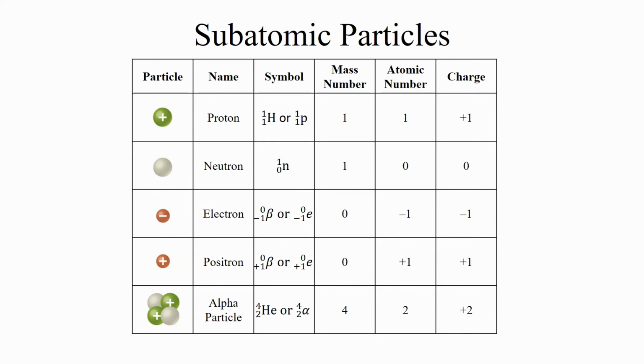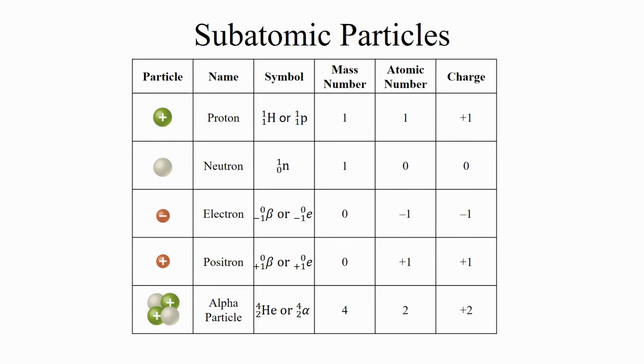Now, again, in order to understand what is going on in nuclear chemistry, we have to understand the subatomic particles that are involved in these reactions. So we have our protons, neutrons, and electrons, as we already know, but then we introduce a couple of new ones. We have the positron, which is essentially the same as an electron, except it's positively charged. Think of it as an anti-electron.